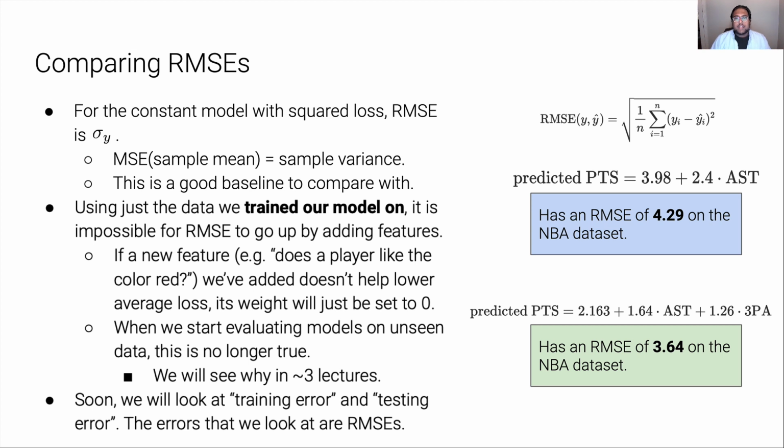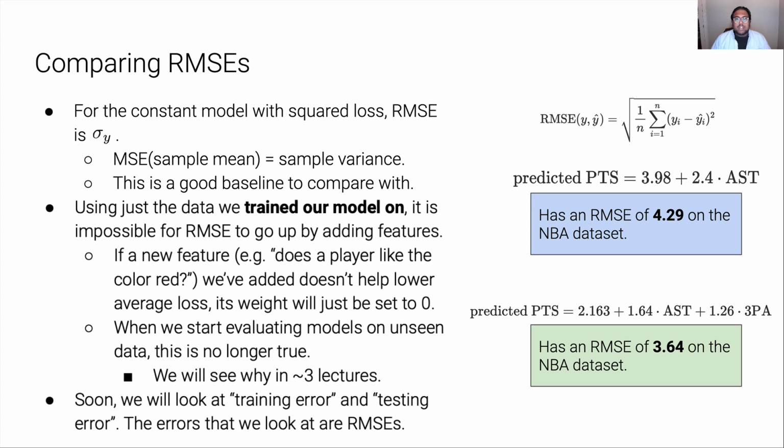So we would hope that the root mean squared error of our simple linear regression model or multiple regression model is lower than the standard deviation of our observations. Because if it's not lower than that, then our model is worse than the constant model, which is about as simple as we could get.